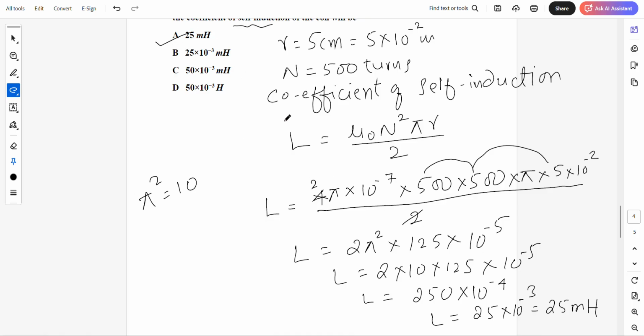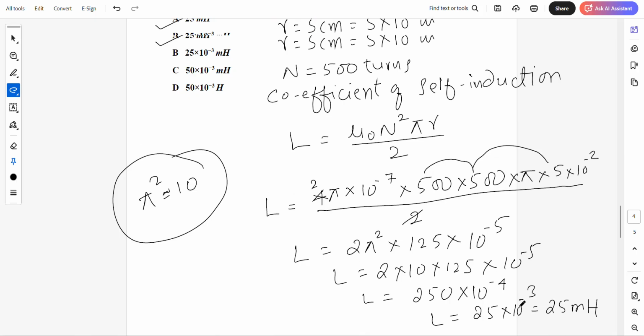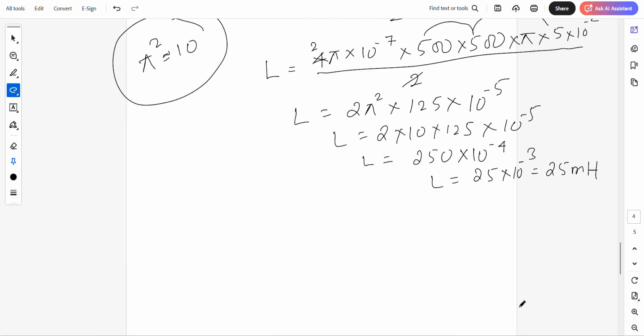Hope you understood. Be careful here while calculating. Pi square is what? Pi square is 10, because 3.14 into 3.14 is approximately 10. That simplifies to 25 millihenry. Next problem.